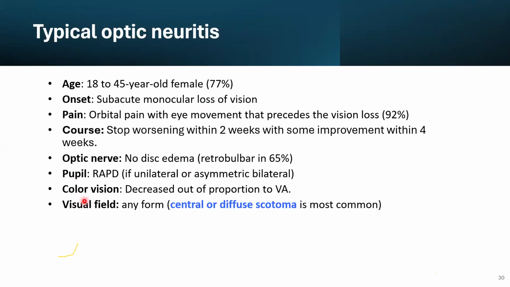And the color vision, as we mentioned earlier, is decreased out of proportion to the VA. In the visual field, you'll see most of the time central or diffuse scotoma, while in ischemic optic neuropathy, it's usually an altitudinal visual field defect. Typical optic neuritis is usually associated with multiple sclerosis, or it could be a clinically isolated syndrome.